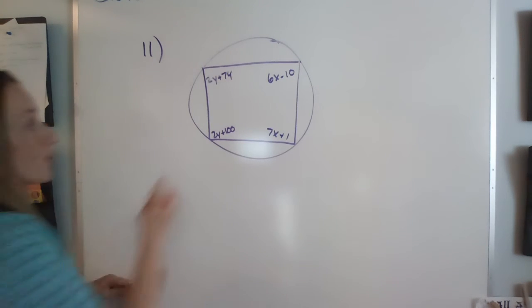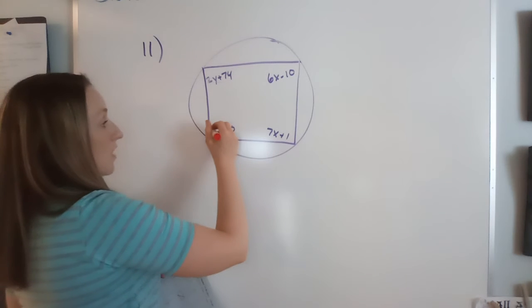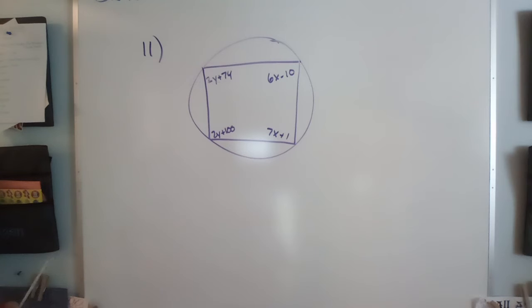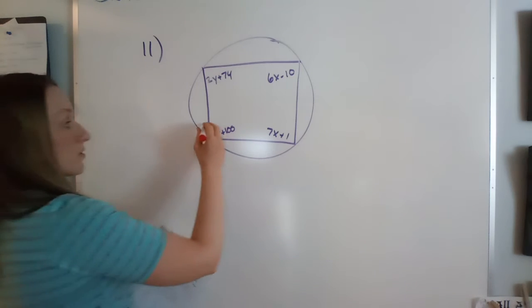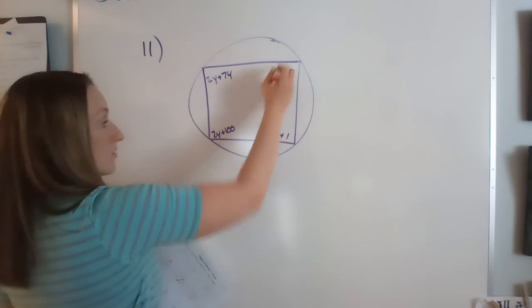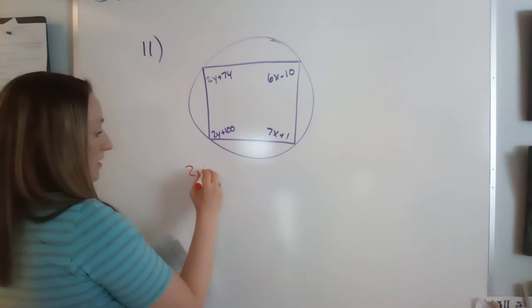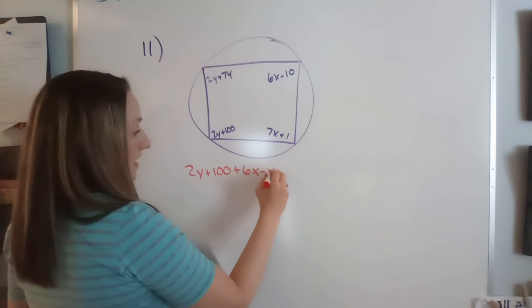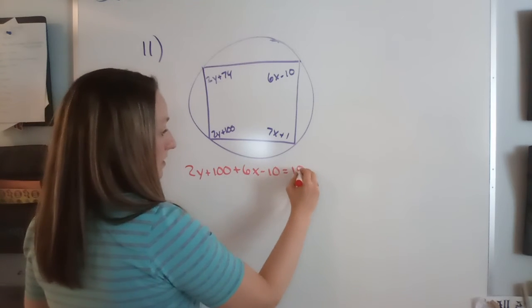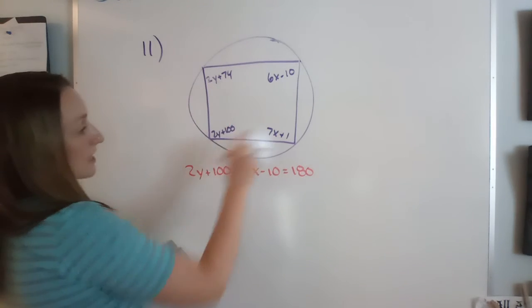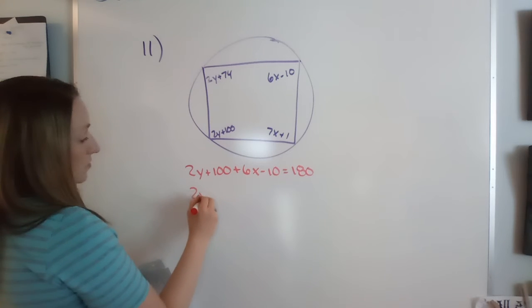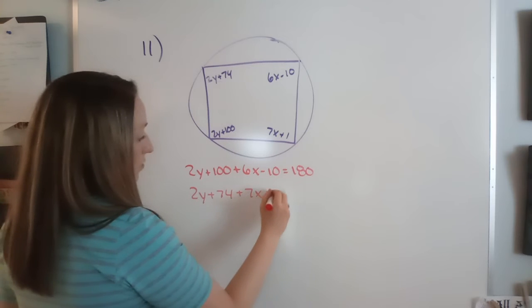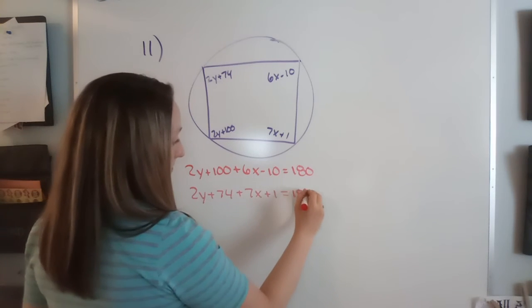remember that when you have a quad inscribed in a circle, opposite angles, what do we know about opposite angles? They're supplementary, okay? So this angle plus this angle equals 180. 2y plus 100 plus 6x minus 10 equals 180. And this angle plus that angle, they are supplementary. So 2y plus 74 plus 7x plus 1 equals 180.